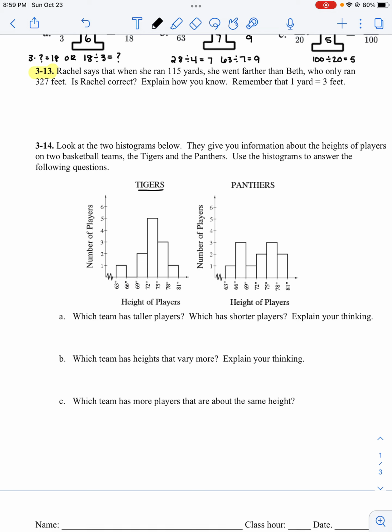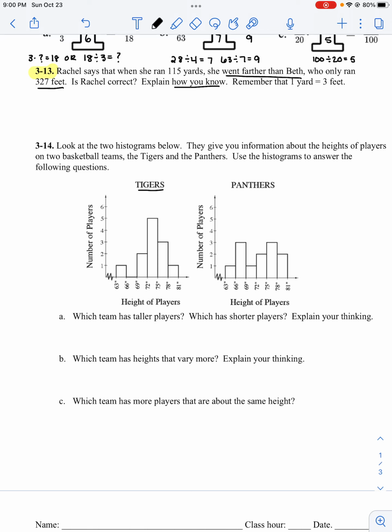Problem 13. Rachel says that when she ran 115 yards, she went farther than Beth, who only ran 327 feet. Is Rachel correct? Explain how you know. Remember that 1 yard equals 3 feet.